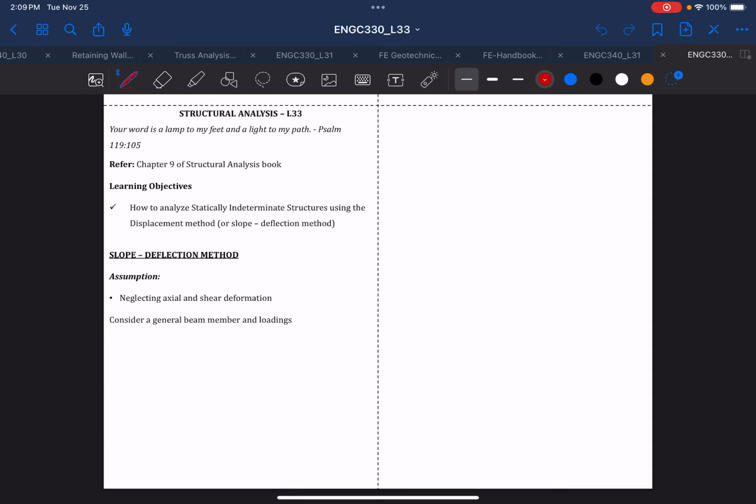Hello everyone. Today I'm just going to go through an introduction of using the slope deflection method to solve for an indeterminate structure, which means that the equilibrium equations are not enough to find all the support reactions. So in this video, I'm going to go through the theoretical concept of how we use slope deflection and where we get this derivation or the equation.